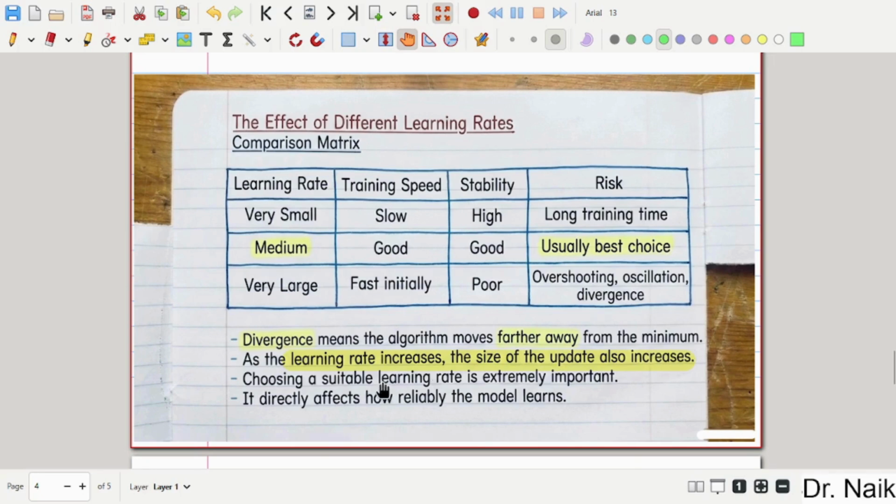So if the learning rate increases, the size of the update also increases, and the probability that it will overshoot, oscillate or diverge is high. Choosing a suitable learning rate is extremely important, and it directly affects how reliably the model learns. So in order to avoid oscillation at the minimum, we must use a small learning rate.